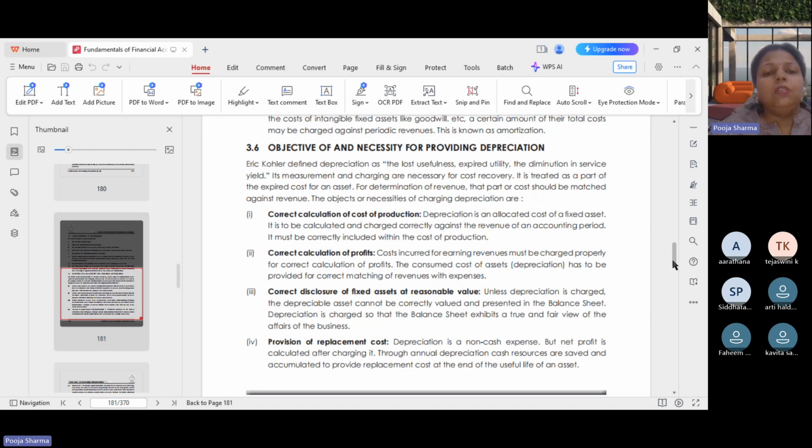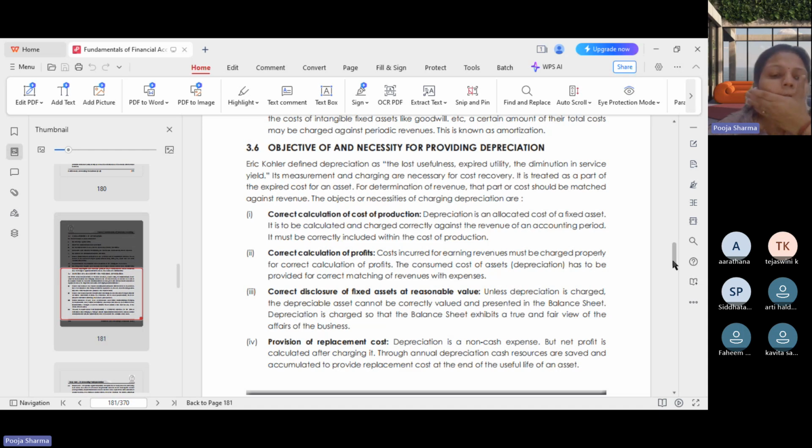To match the expenses with the revenue, first of all. Let's say correct calculation of the cost of production. The depreciation is an allocated cost. It is to be calculated and charged correctly against the revenue of the account. It must be correctly included with the cost of production. Next, correct calculation of profit.